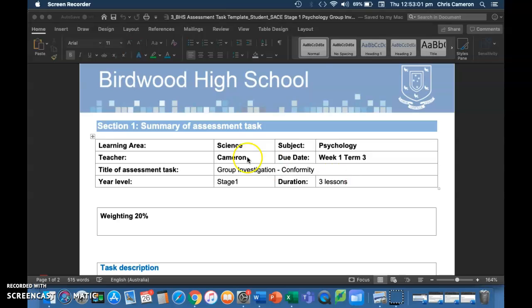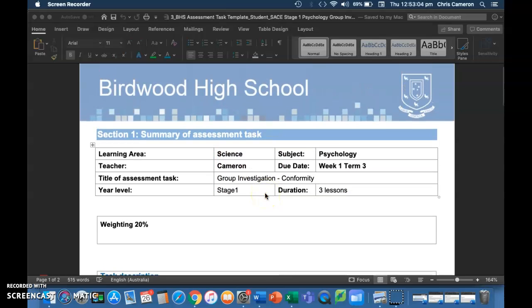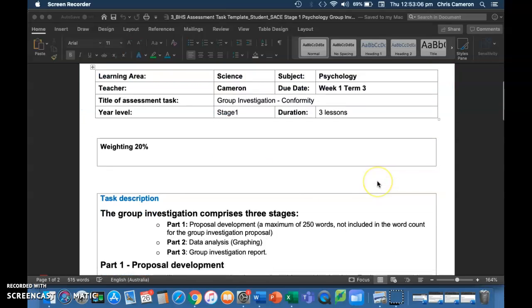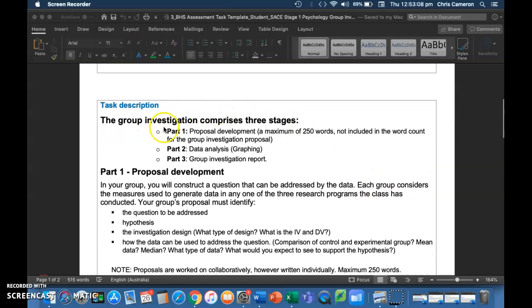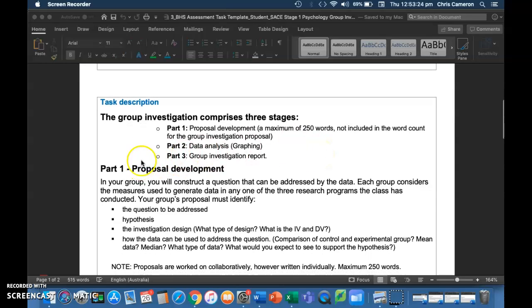Okay, so here's the assignment on screen, group investigation on conformity. Now here, part 1, part 2, part 3. Part 1, a number of you have already written your proposal and are working on the data analysis and graphing. I've talked about that and posted that video onto DayMap. I'm going to focus on the group investigation report.